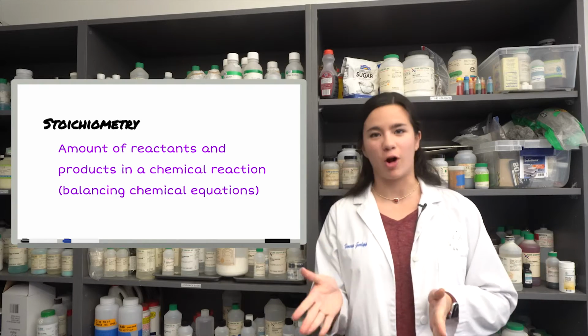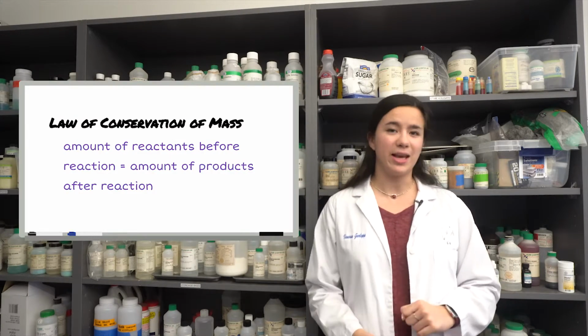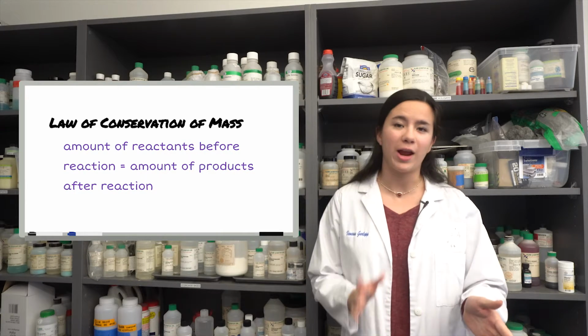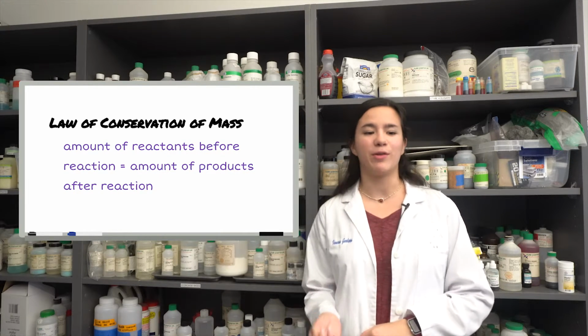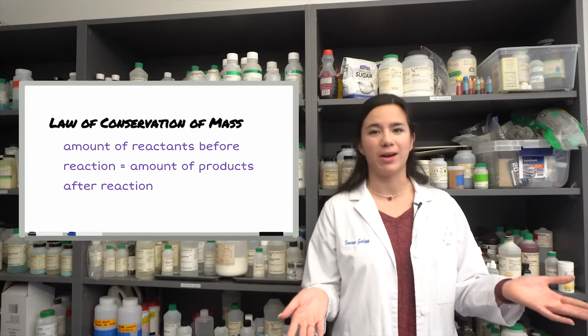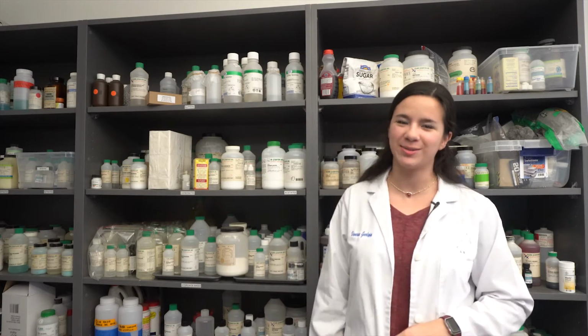Now onto stoichiometry. Stoich, in this case, covers the quantity of reactants and products in a chemical equation. The law of conservation of mass states that the mass in any chemical equation stays the same before and after the reaction. The number of atoms of the reactants equals the number of atoms of the products. Basically, it means balancing chemical equations.